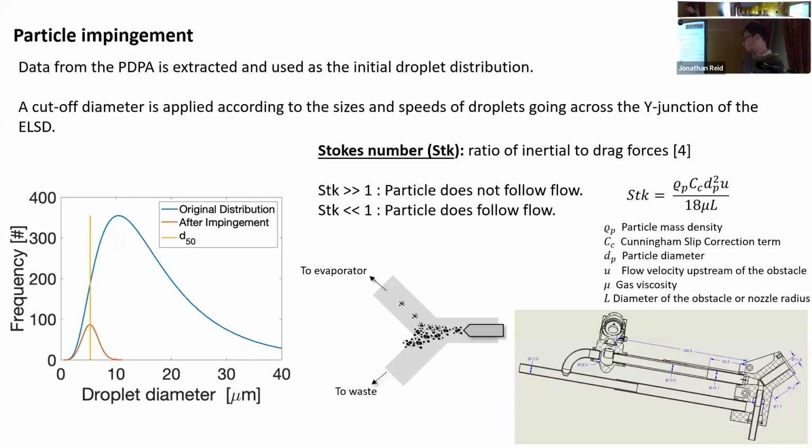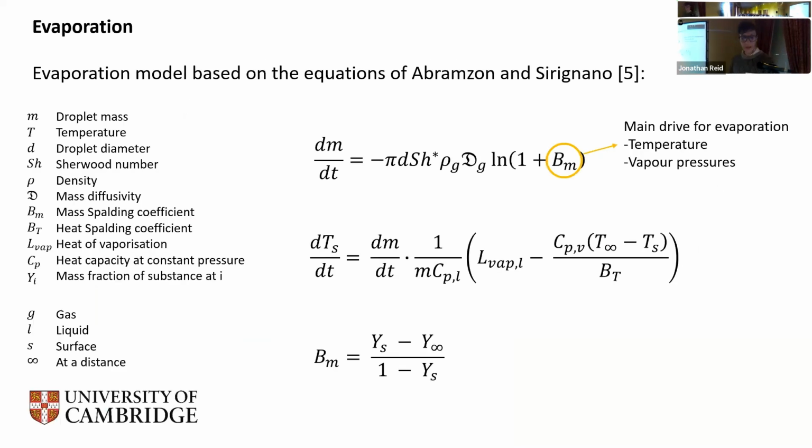So I'm talking about this Y junction just here after the atomizer. If the Stokes number is less than 1, then I'm assuming it follows the flow and it carries on through to the detector. I apply this with some other equations that can be found in the very good book by Hinds, and you can get a cutoff diameter that allows for a new particle distribution after impingement to be carried on through.